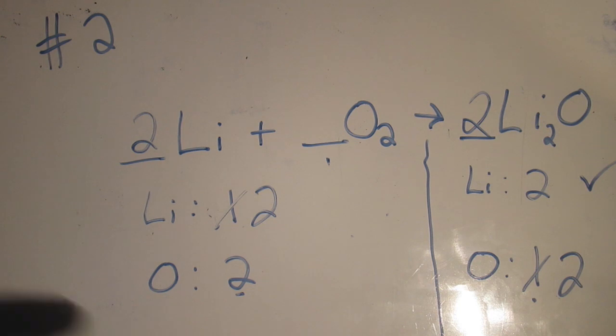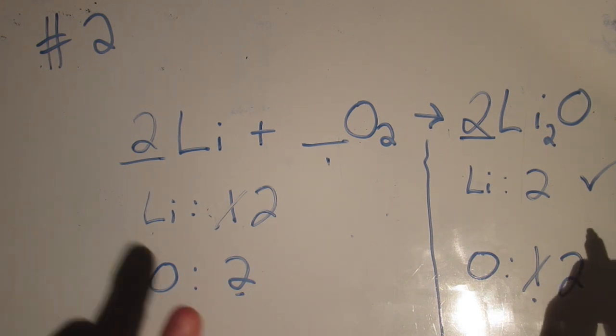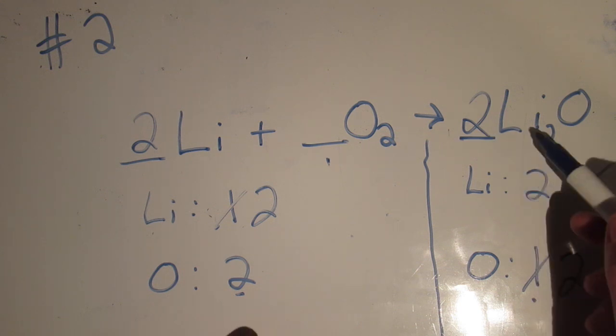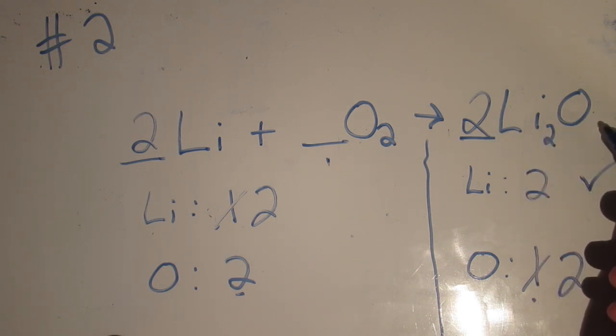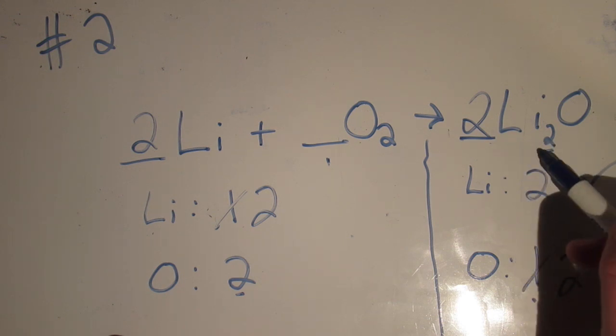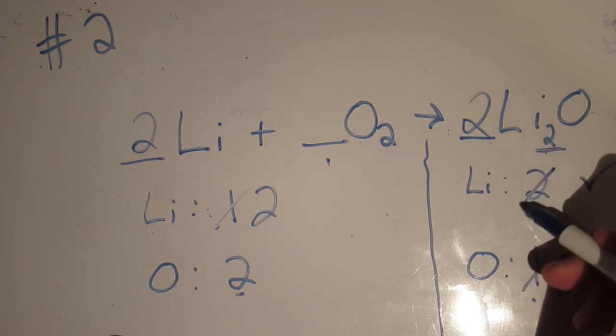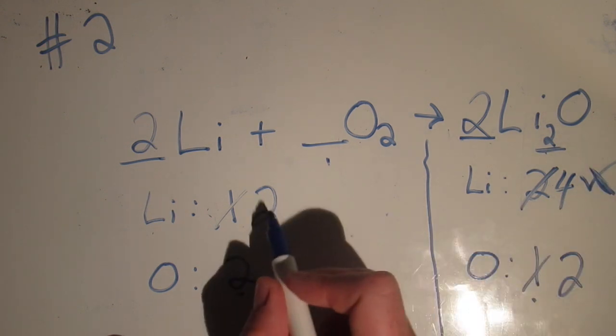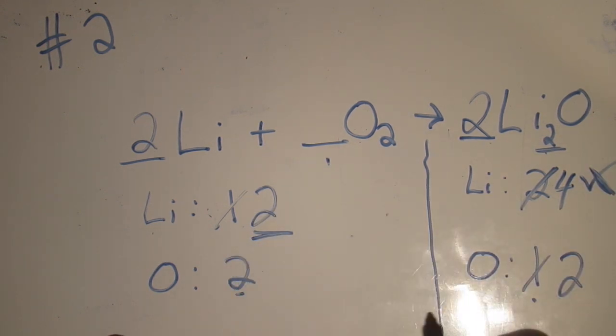Okay, we're done. Wait, hold on a minute. Not quite done. So that 2 times oxygen also applies to this 2 here for the lithium. So we no longer have 2 here, we actually have 4. So that's not a check mark because over here we have 2 still.